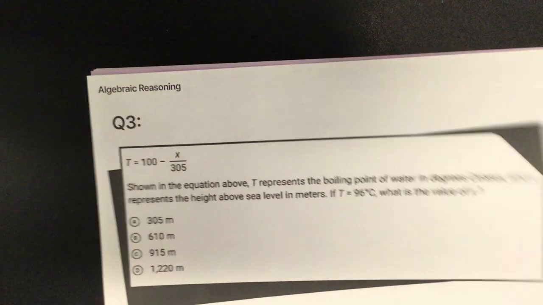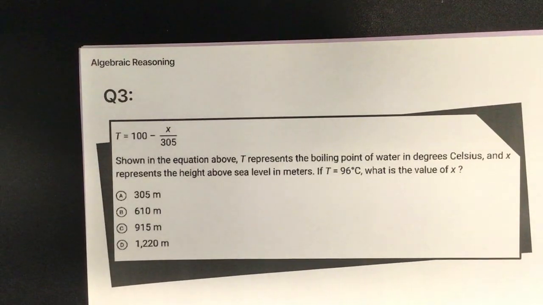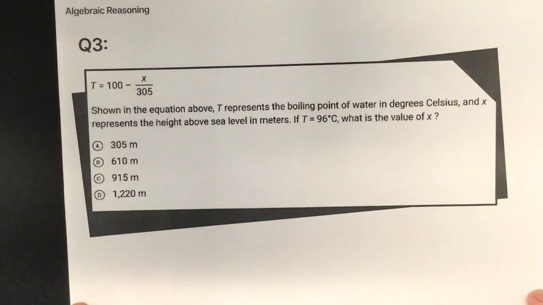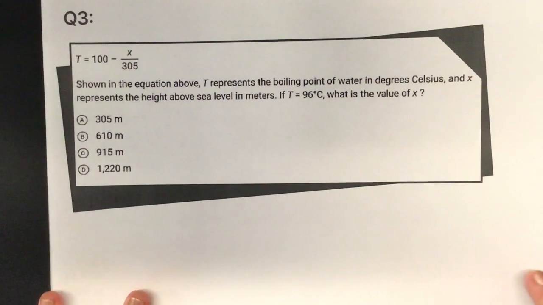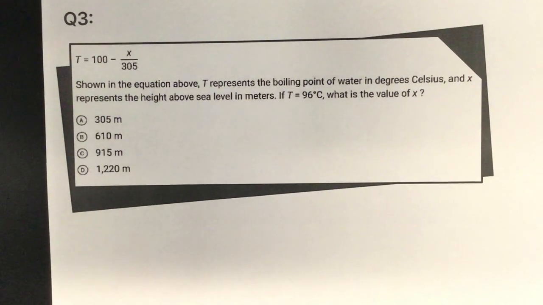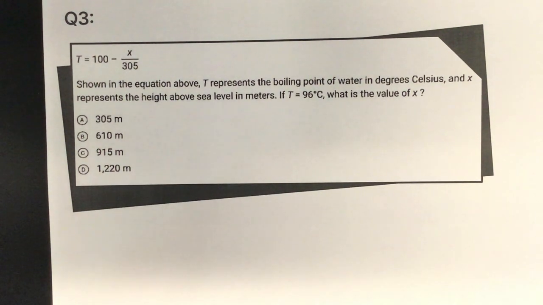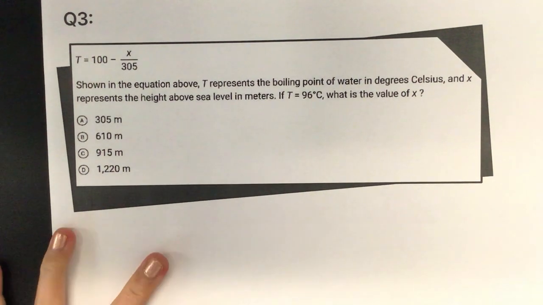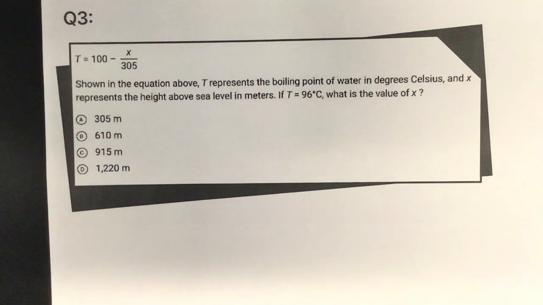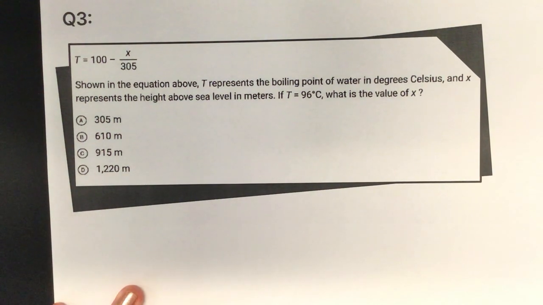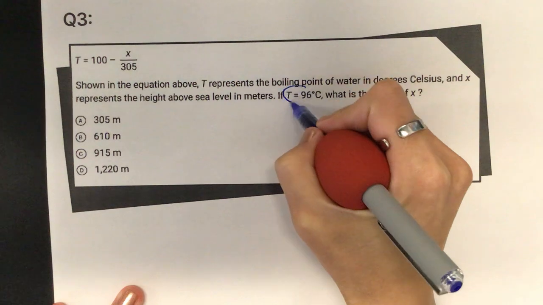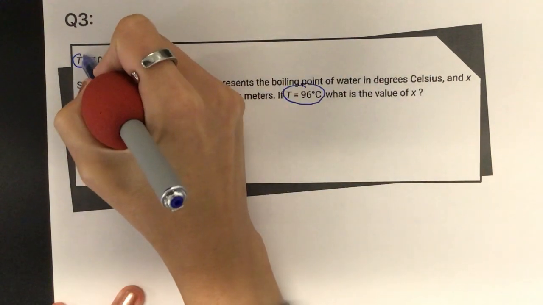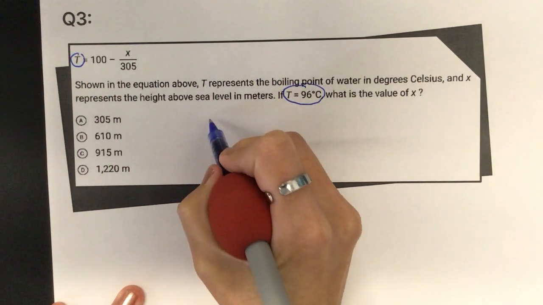We're now looking at algebraic reasoning. All right, Ty, let's read number 3, or question 3 of the algebraic reasoning. Shown in the equation above, T represents the boiling point of water in degrees Celsius, and X represents the height above sea level in meters. If T equals 96 Celsius, what is the value of X? Okay, this one's straightforward. All I need to do is plug in T into this guy over here. So let's do that together.